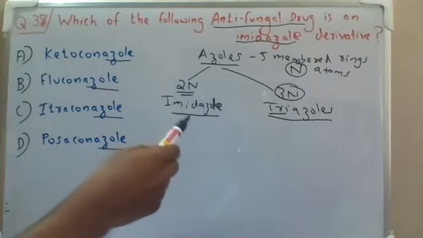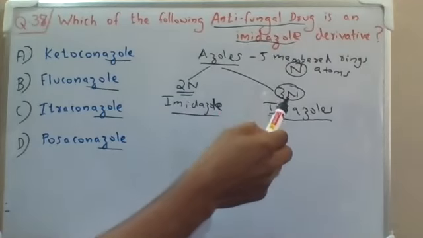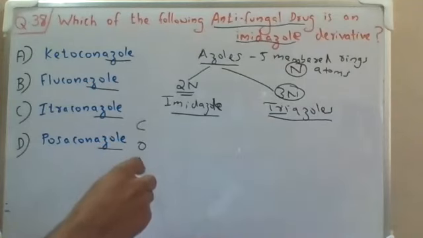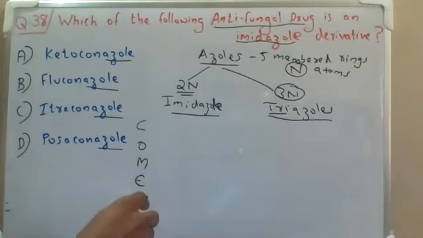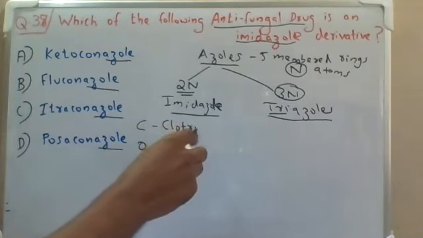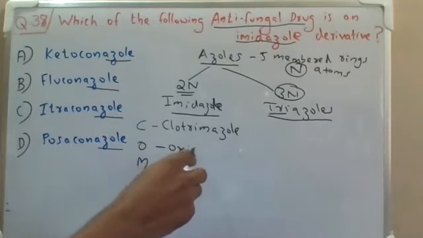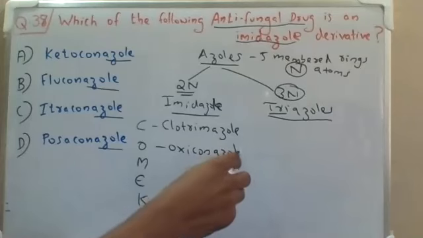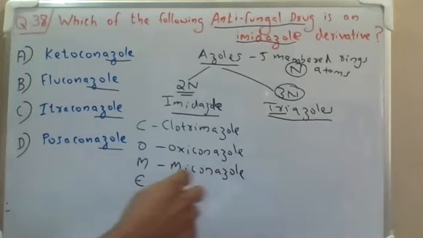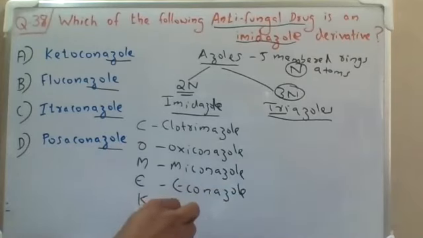Now we should know which drugs belong to the imidazole derivative category and which belong to the triazole derivative category. You can remember from this mnemonic: C-O-M-E-K. C stands for clotrimazole, O stands for oxiconazole, M stands for miconazole, E stands for econazole, and K stands for ketoconazole.